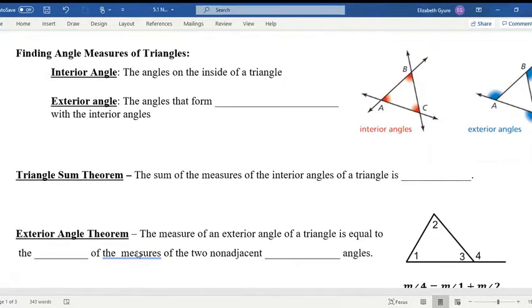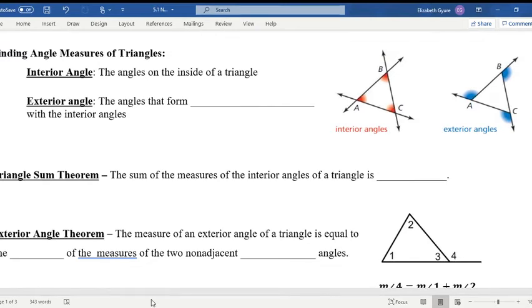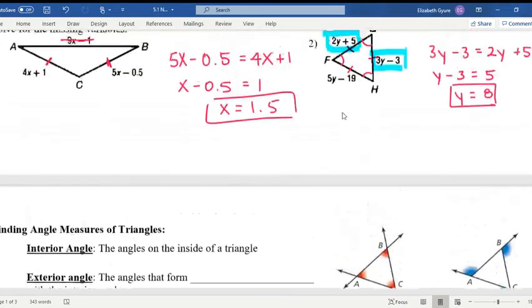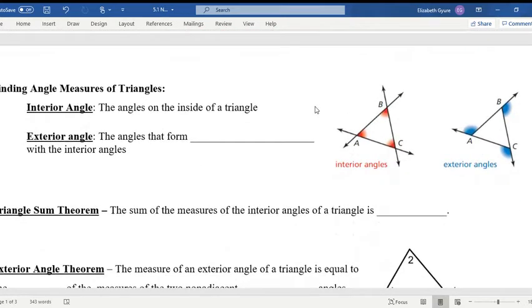So on the next page, finding angle measures of triangles. So we've talked about how to find sides, right? Determine what's congruent, set them equal. Angles are a little different. When we're dealing with triangles, we can have, yes, AJ. Yes, I got 8. Interior angles, and you can also have exterior angles.